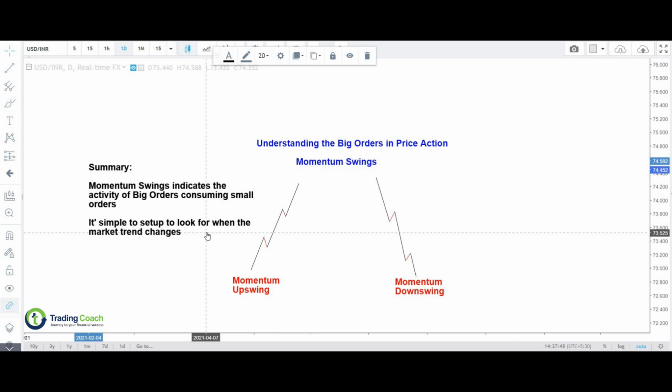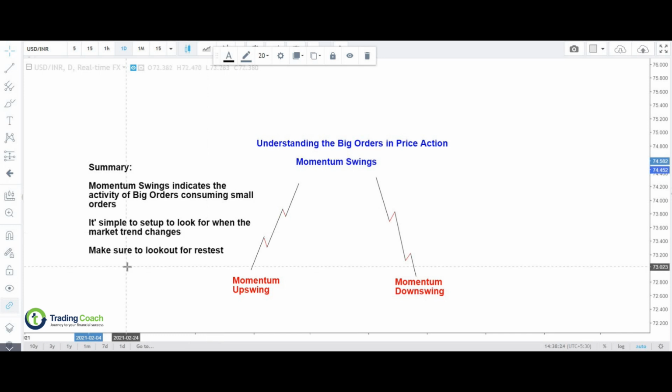Although there are a lot of other pointers we need to consider when we want to trade trend reversals, which I won't be able to cover in this small video, you can keep in mind that this momentum upswing as well as momentum downswing setup can be used to trade trend reversals. Okay.